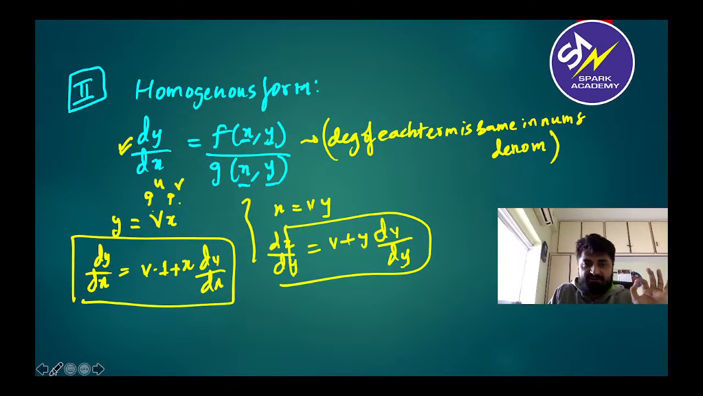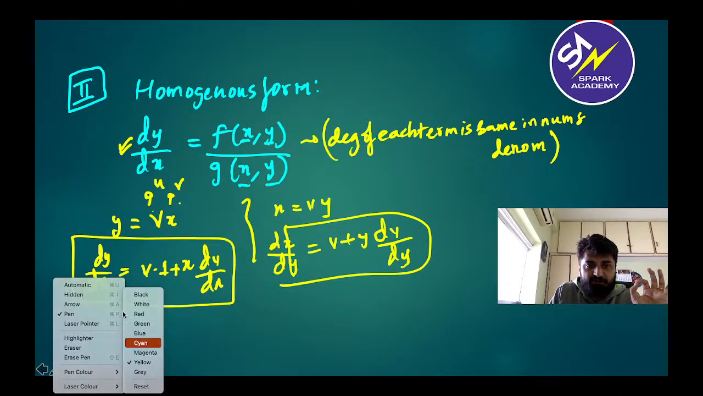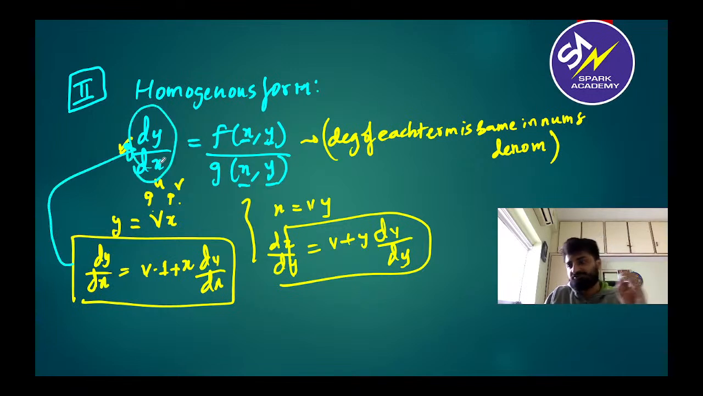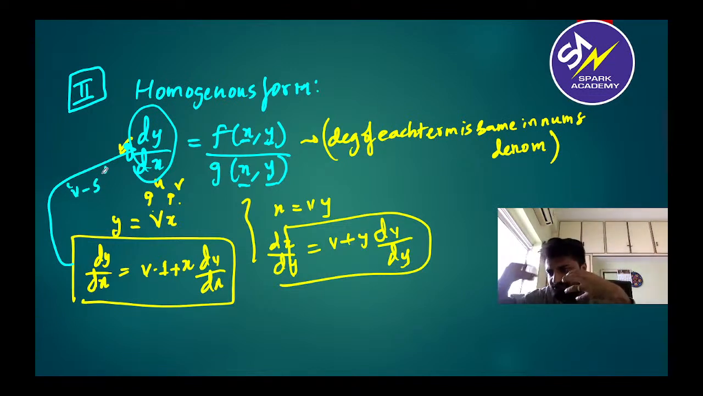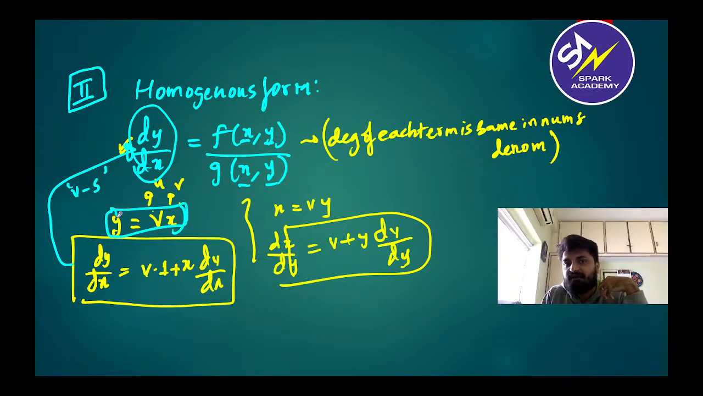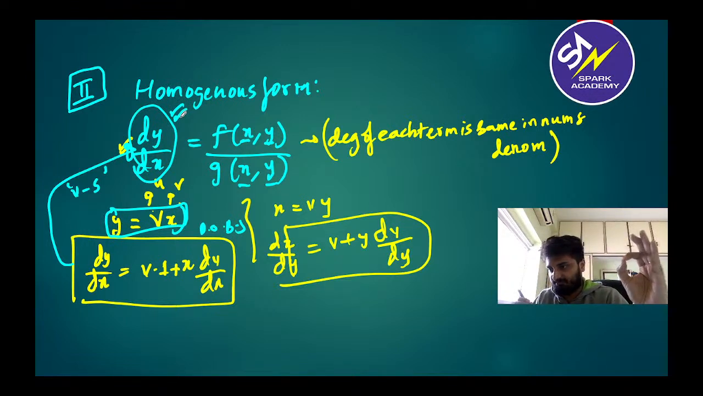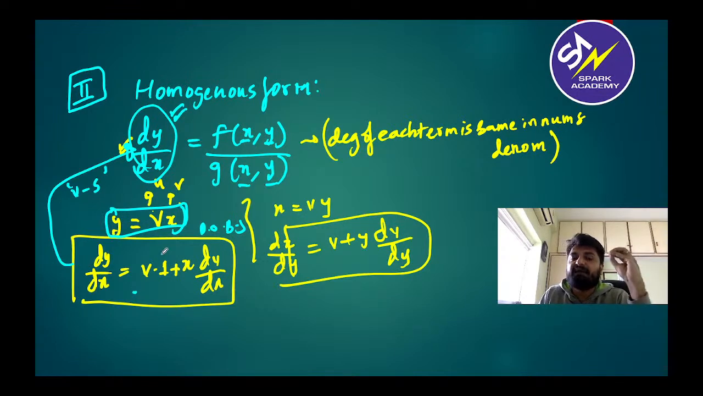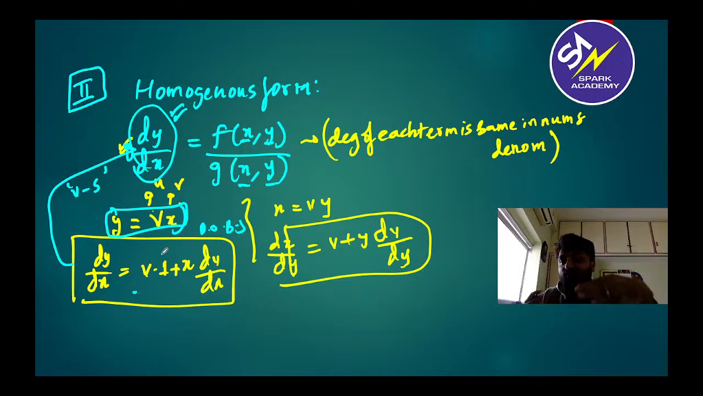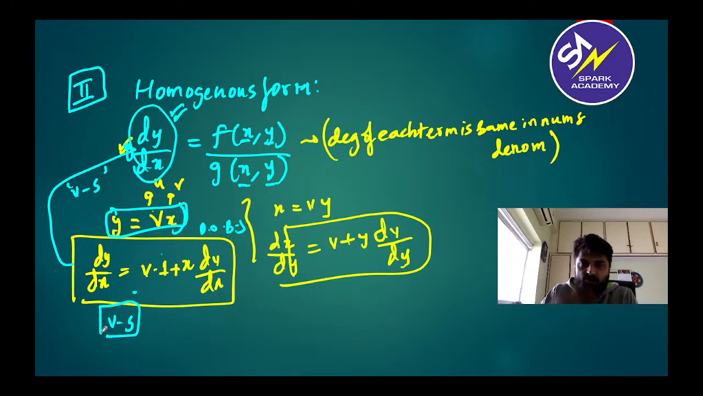So what you need to do is substitute this back in the original expression and then separate using the variable separable method. So the only extra step we are doing in homogeneous is, we are giving y equal to vx, differentiating on both sides and substituting back in the original expression. Once you do it, the homogeneous form is converted into the variable separable method. So the last step is variable separable. You know how to do variable separable.